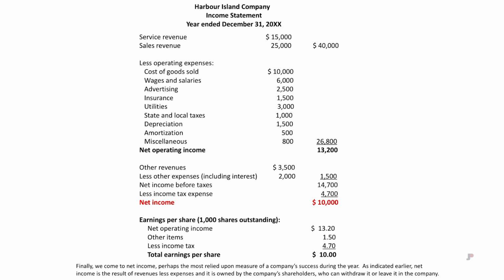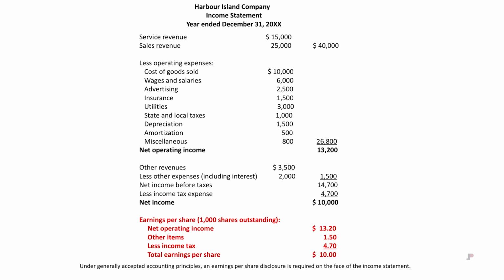Finally, we come to net income, perhaps the most relied upon measure of a company's success during the year. As indicated earlier, net income is the result of revenues less expenses, and it is owned by the company's shareholders, who can withdraw it or leave it in the company. Under generally accepted accounting principles, an earnings per share disclosure is required on the face of the income statement.